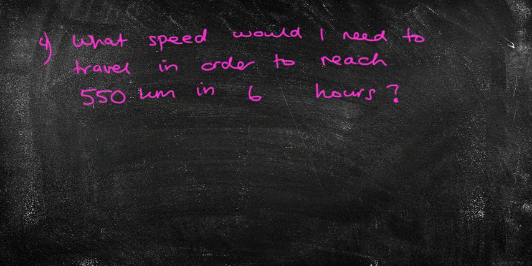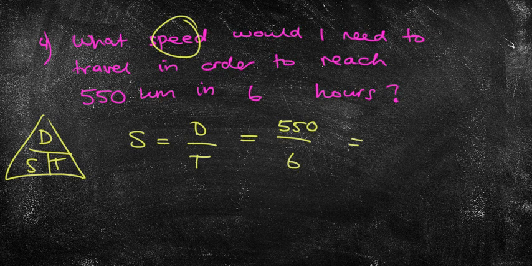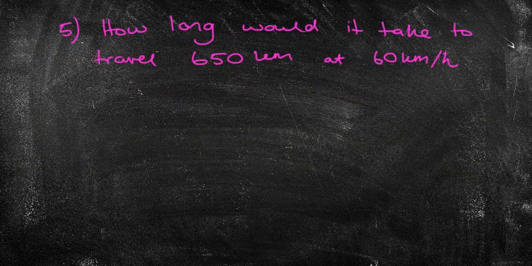Okay, you have got the next one. So I'm going to put my DST triangle because it mentions speed, time, and distance. So I'm looking for speed, which means speed equals distance divided by time. What I need to travel in order to reach 550 kilometres, that's my distance, in 6 hours. So all I need to do is type in 550, divide that by 6, and I'm going to get 91.7. And it's a speed, so it's kilometres per hour to 1 decimal place. Nice and easy.